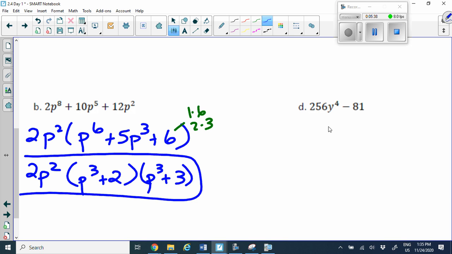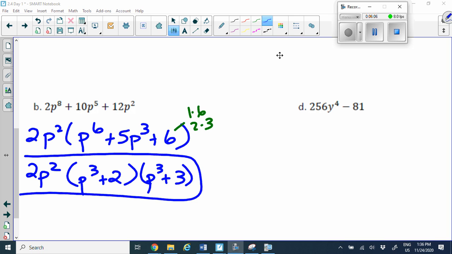We got 256y to the 4th and minus 81. Okay, so now we got to figure out, do these two terms have anything in common? Actually, they do not. So if you tried, they do not. If we look at 256, it's not a perfect square. Actually, in fact, it is. The square root of 256 is 16. So if you don't know, just plug it into your calculator. Do square root of 256, and then you should have gotten 16.